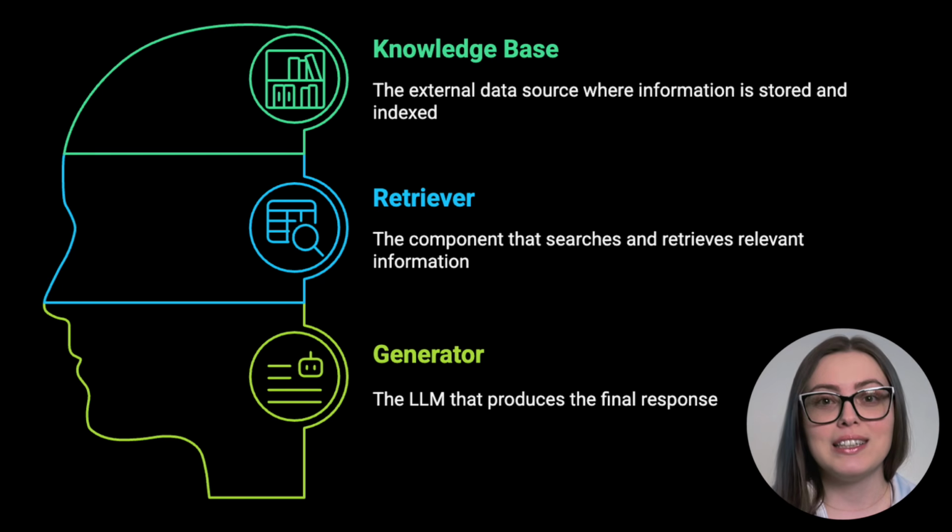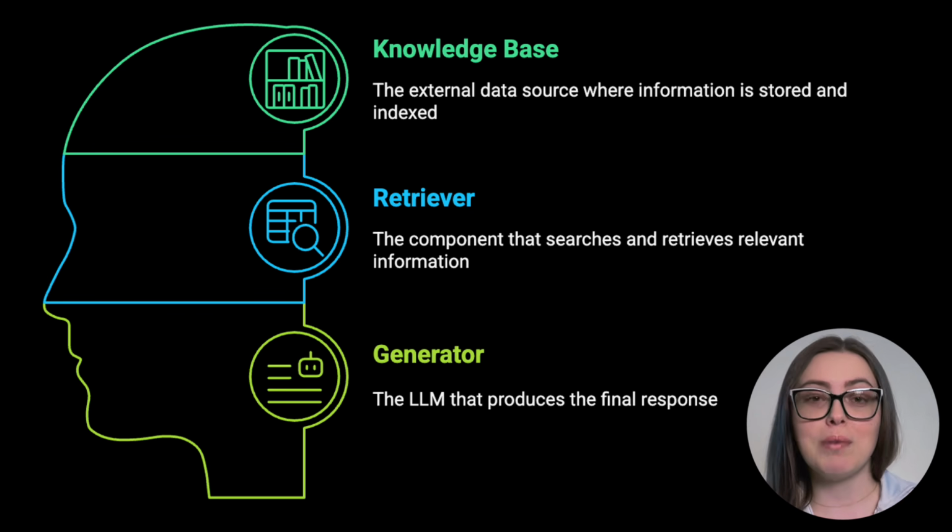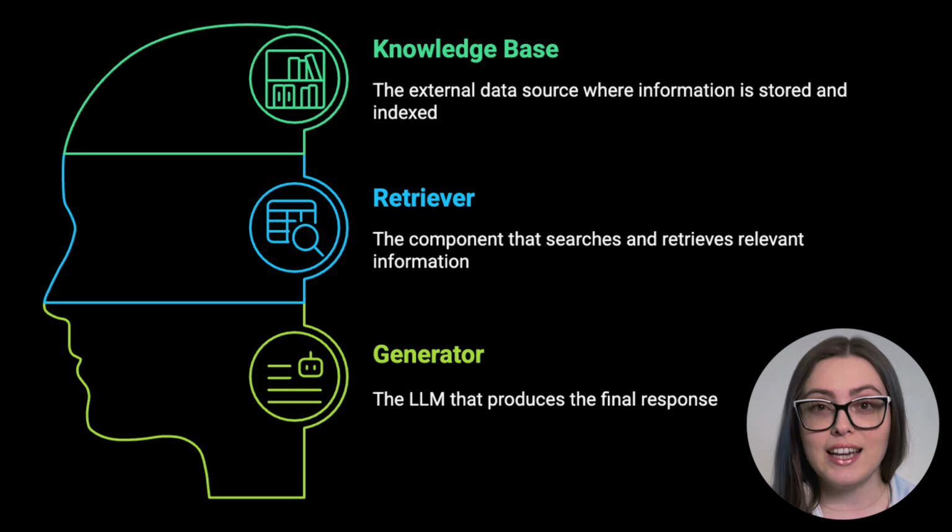Every RAG system consists of three essential components. The knowledge base is our external data source: documents, databases, APIs, or any other information repository. This data is processed, chunked into manageable pieces, and indexed for efficient retrieval.